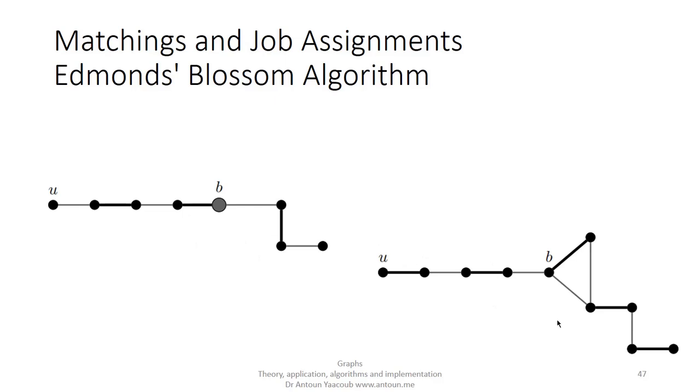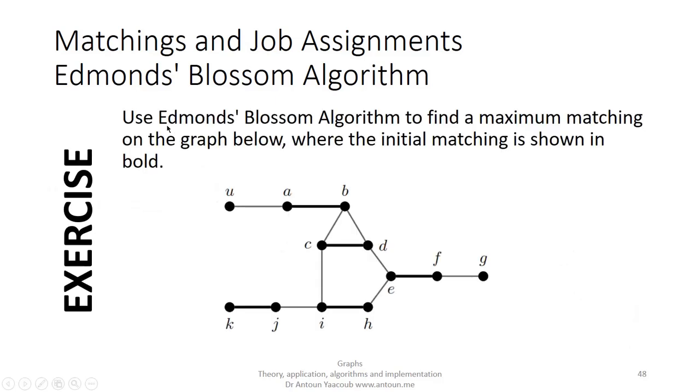Like in the augmenting path algorithm, we can swap edges along this path, creating a larger matching while still maintaining the property of matching. So this is also a good idea, and this is the Edmonds blossom algorithm. However, it's very difficult to implement, and you can implement it too, and it could be a question in your exam. So we need to use the Edmonds blossom algorithm to find a maximum matching on the graph below, where the initial matching is shown in bold.